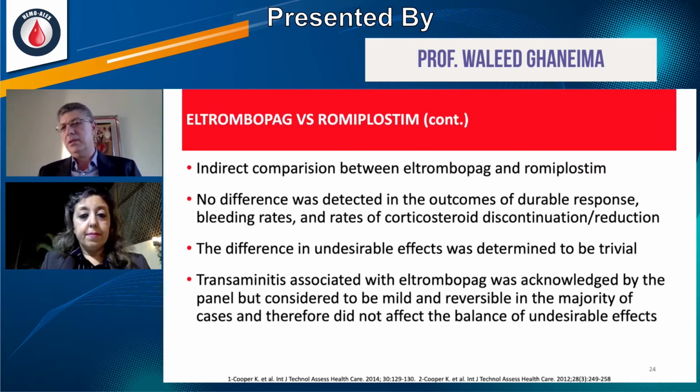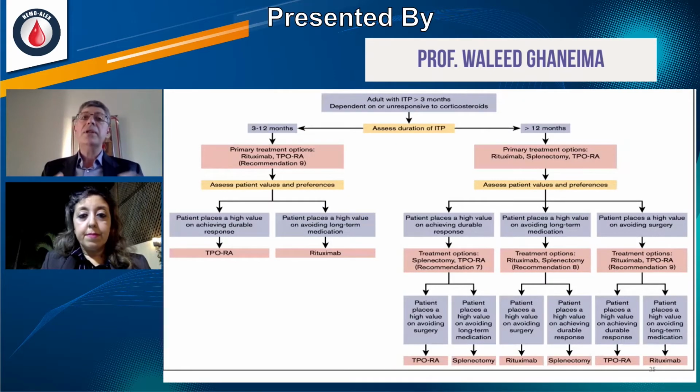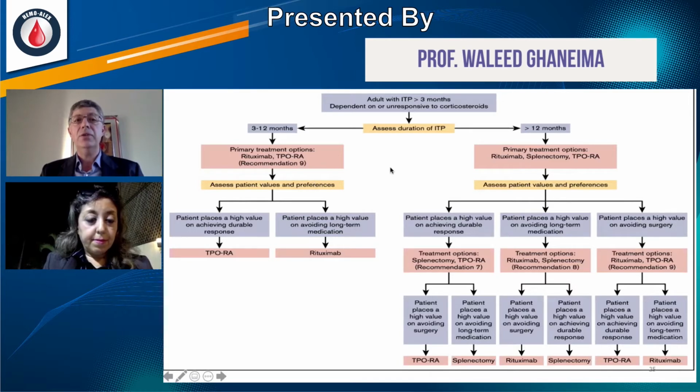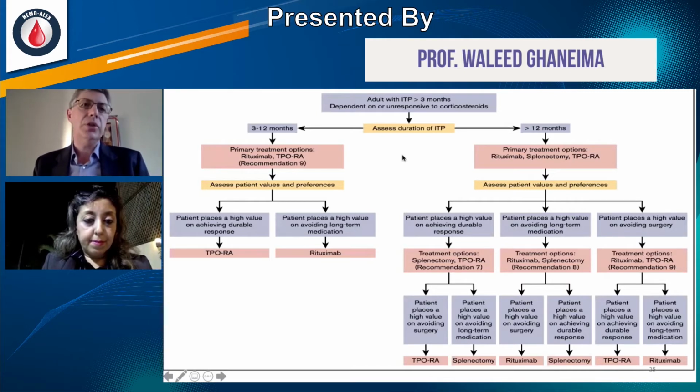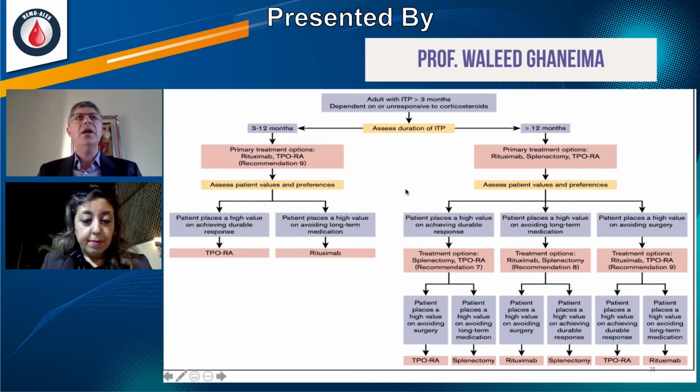Transaminitis with eltrombopag is encountered in about 10% of the patients, and we have to follow up the liver function test quite frequently during the first year. What's also nice in the ASH guideline is that they present this treatment algorithm, and you have to decide where your patient is, in the 3 to 12 months or more than 12 months. One point I want to draw your attention to: if you remember steroids, they do not recommend longer than 6 weeks, and probably 8 weeks or something like that.